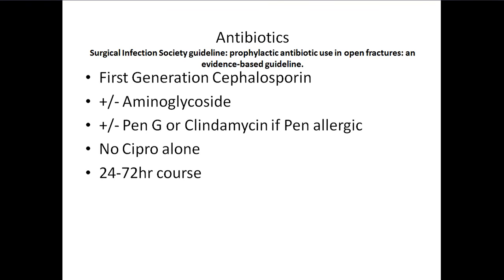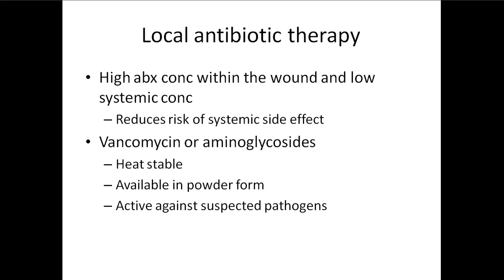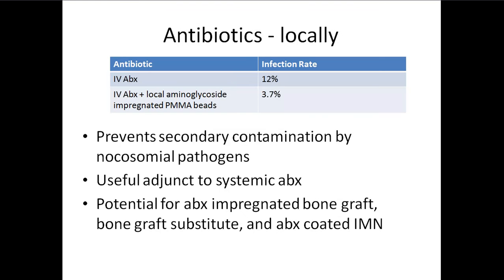Aminoglycoside examples are gentamicin, amikacin, and all these things. Then local antibiotic therapy and systemic antibiotic therapy, IV, should be given. You need to give tetanus toxoid, a TT injection, first. Then we need to apply antibiotics locally also, because it prevents so many infections.